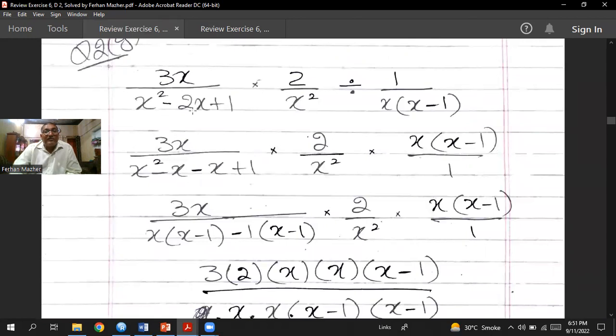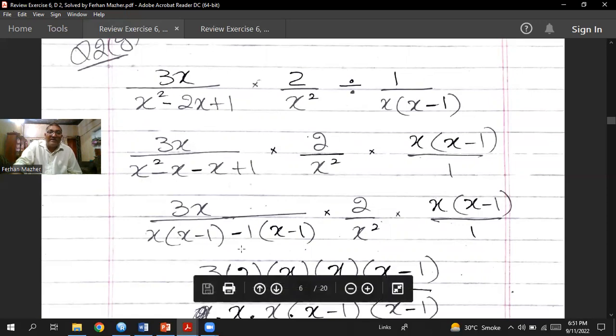Okay, so 3x by x squared minus 2x plus 1. So I do the midterm breaking here. So it will be x squared minus x minus x plus 1. So from the first two, you can take x common. So you will have x bracket x minus 1. And from the last two terms, minus 1 is common. So take minus 1 common. So bracket x minus 1 is in this bracket.